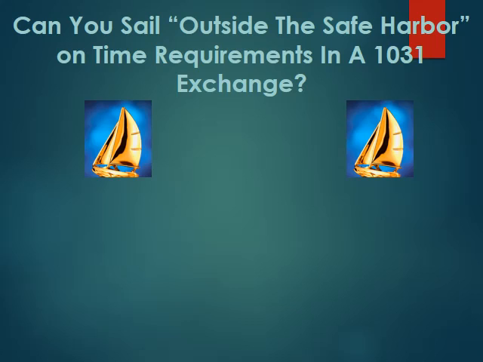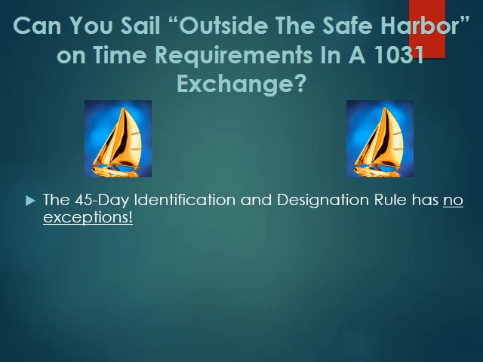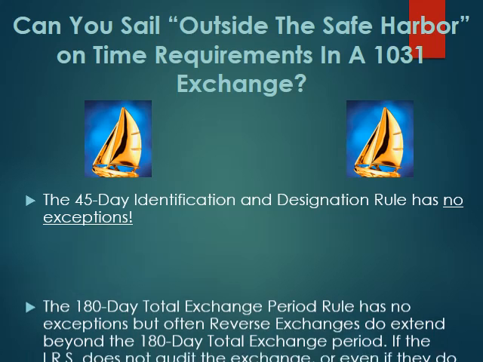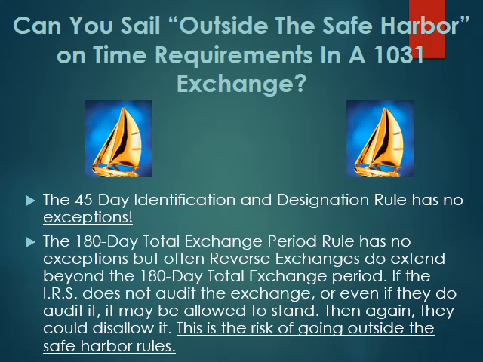Okay, so can you sail outside the safe harbors on 1031 with respect to time requirements in an exchange? Well, the answer is yes, plenty of people have done it, but the 45-day identification and designation rule has no exceptions. The 180-day total exchange period rule doesn't have exceptions, but often reverse exchanges do extend beyond the 180-day total exchange period. And if the IRS doesn't audit the exchange, or even if they do audit it, it might be allowed to stand. Then again, they could disallow it, and that's the risk of going outside the safe harbor.